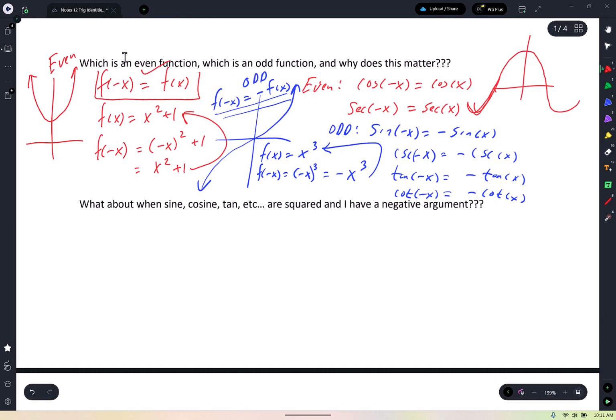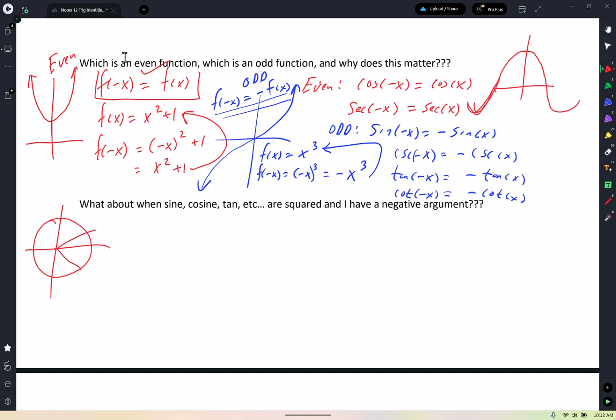All right. What about when sine, cosine, tangent are squared? Guys, when they're squared, it does not matter because negative times a negative is a positive. So look, guys, if I have an angle here, so let's choose an angle, pi over 4 and negative pi over 4. And I'm going to say sine of negative pi over 4.